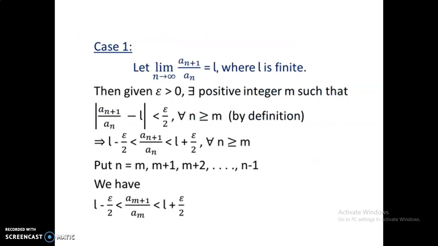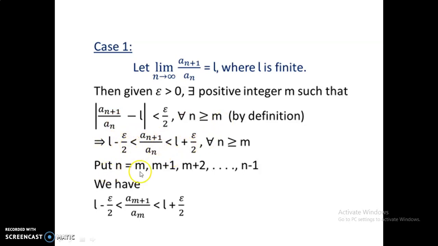We consider the two cases. One is the limit of a_{n+1}/a_n equal to L, where L is finite. Then, taking the definition of limit, we can write: modulus of a_{n+1}/a_n minus L is less than epsilon by 2 for every n greater than or equal to m. So this means that a_{n+1}/a_n lies between L plus and minus epsilon by 2.